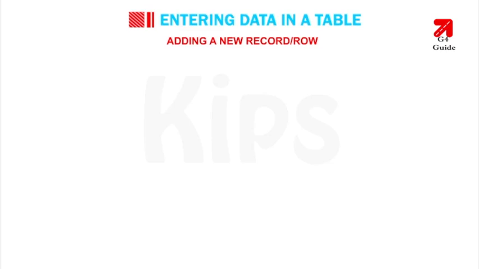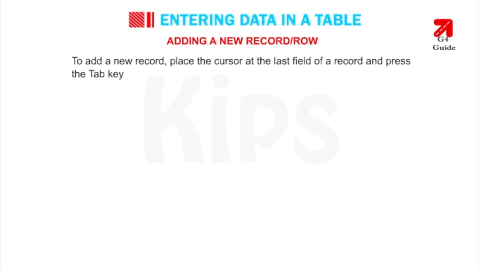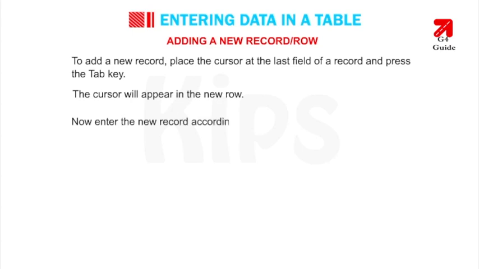Okay, we will now learn how to add a new record or row. To add a new record, place the cursor at the last field of record and press the Tab key. The cursor will appear in the new row. Now enter the new record according to the fields.